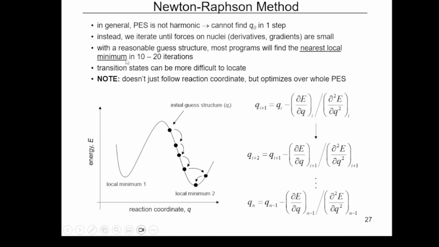This is true for minima, but for the transition state, the situation can be quite complicated. The optimization of a transition state requires even more skill and these are more difficult to locate.